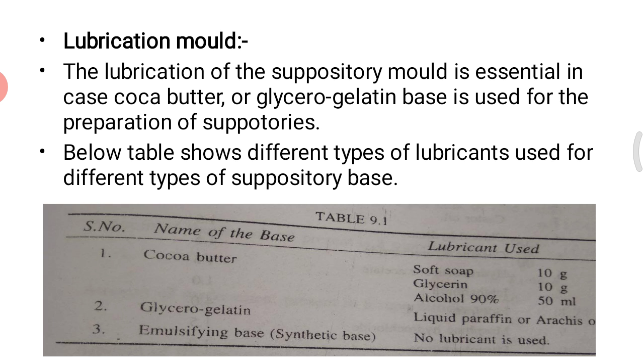Then lubricating the mold. The lubrication of suppository mold is essential in case cocoa butter or glycerogelatin base is used for the preparation of suppositories. मग त्यासाठी त्यांनी एक टेबल सांगितला आहे, तो टेबल पहा. हा टेबल काय दाखवतो आहे की लुब्रिकंट कसे यूज करायचे सपोजिटरीच्या वेगवेगळ्या टाईपसाठी, कोणकोणती लुब्रिकंट यूज करायची.